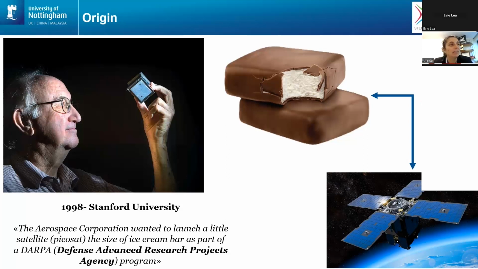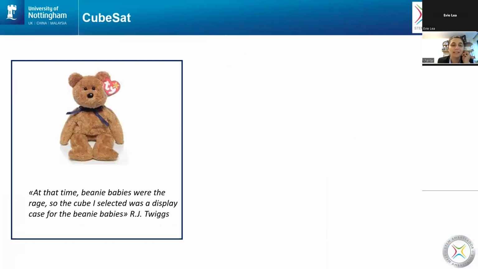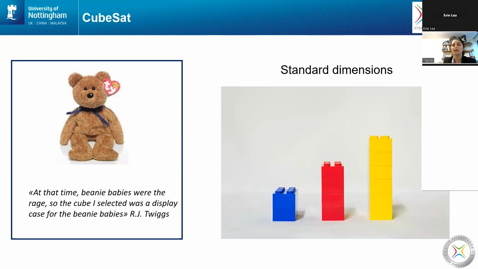He was thinking, and afterwards he went to the most beautiful place, a toy shop. In the toy shop, we found these Beanie Babies that were really common at the time. He saw a box with a teddy bear inside. He said, this is exactly the size of the satellite that I need. And he started to think about standardizing the dimensions of the satellite.